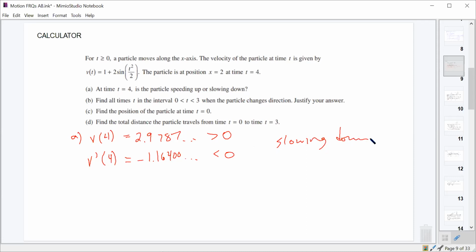And you'd want to give a reason for that slowing down, because v of 4 and a of 4 have opposite signs. And that was worth 2 points. You basically had to have all of that there. You had to figure out the right values, show that one was positive, one was negative, and say that it was slowing down because of the opposite signs. Any questions there on part A?